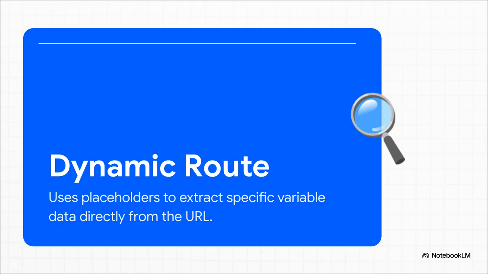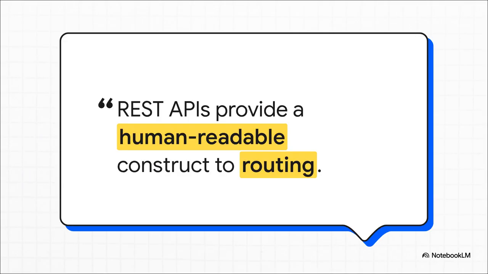And honestly, it doesn't matter if the backend is built in Java, Python, Node.js, or Rust. This kind of dynamic extraction is an industry-wide standard. And this brings us to a really beautiful core philosophy of backend architecture, the idea that REST APIs provide a human-readable construct to routing. When you see a dynamic route like /api/users/123 paired with a GET method, it essentially translates into a plain English sentence. Fetch me the data for the user with ID 123. It's incredibly readable, right? And that is completely by design.